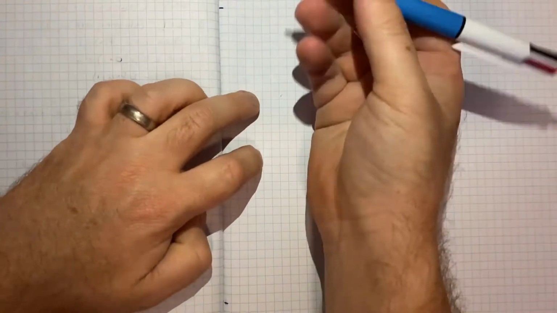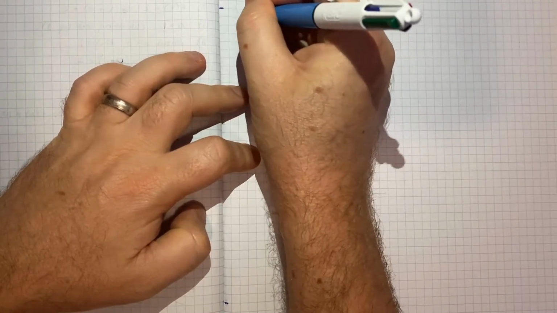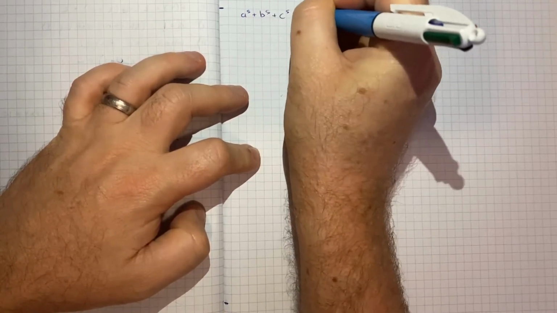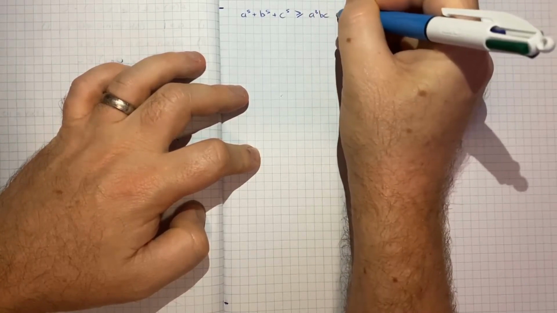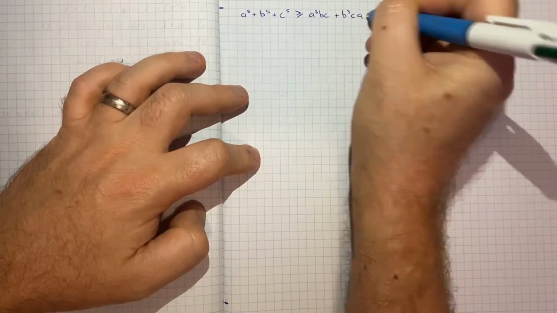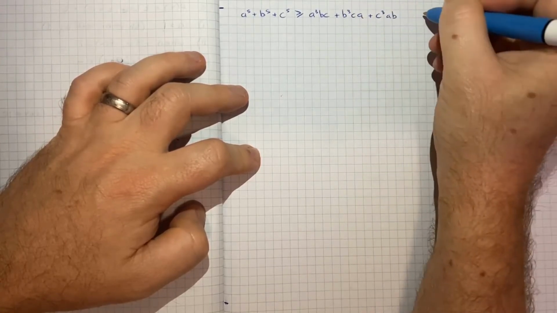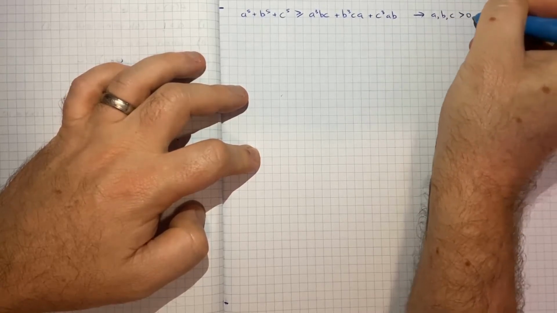So if I just start by writing out what we're being asked to prove. We want to prove that A to the 5 plus B to the 5 plus C to the 5 is greater than or equal to A cubed BC plus B cubed CA plus C cubed AB. And it's on the basis that A, B and C are all greater than 0.